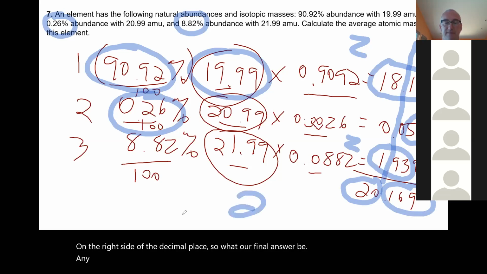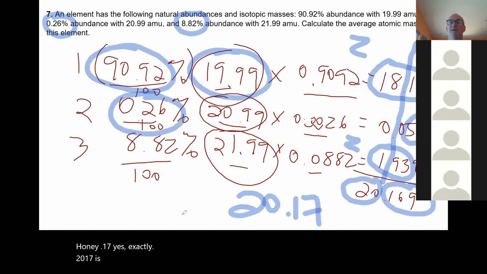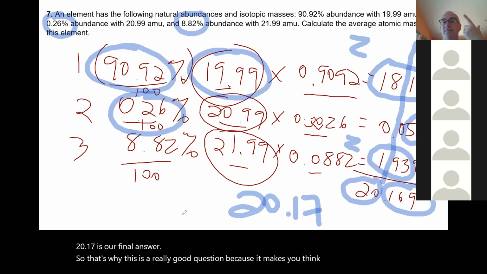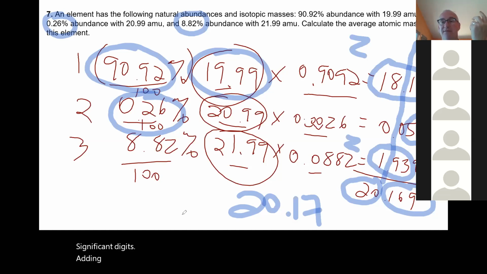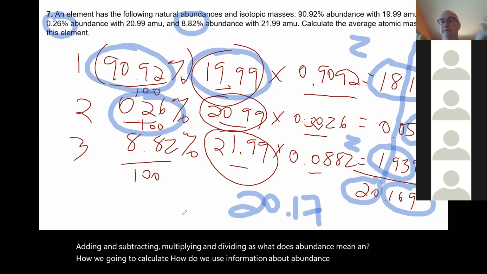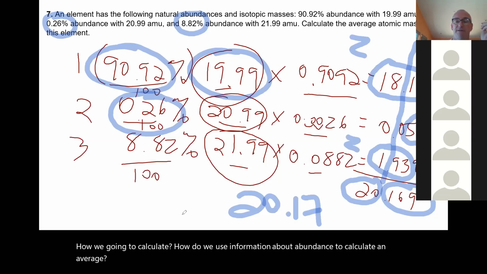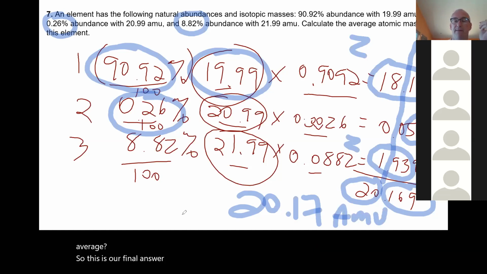20.17. Yes, exactly. 20.17 is our final answer. So that's why this is a really good question, because it makes you think about both significant digits, adding and subtracting, multiplying and dividing, as well as what does abundance mean, and how are we going to use information about abundance to calculate an average. So this is our final answer. So AMU. So a number and a unit.